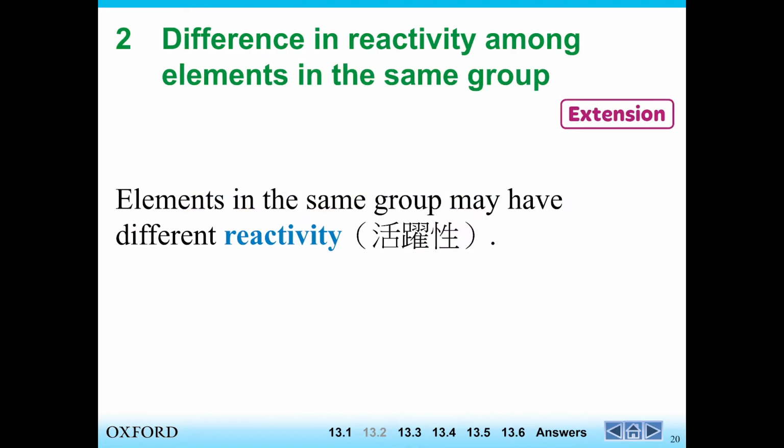Now, why aren't they the same? Because they may have different reactivity. Some may be more reactive, some may be less reactive.